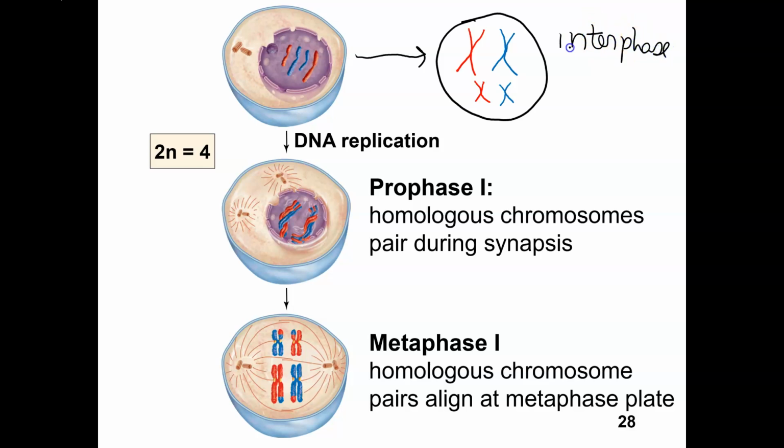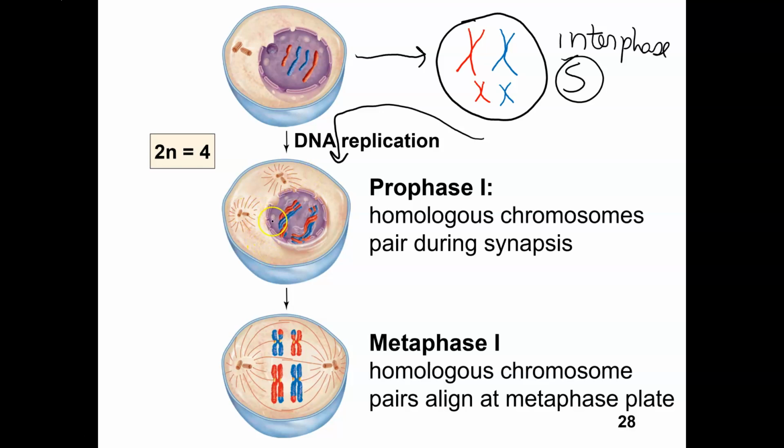And the phase when the replication occurs would be during the S phase. Remember that, okay? So from here, we're now going to go through prophase 1. And in prophase 1, homologs come together. So the nuclear envelope dissolves. The centrosomes with the centrioles are moving to the opposite poles.